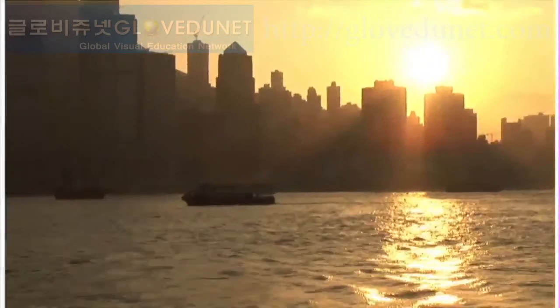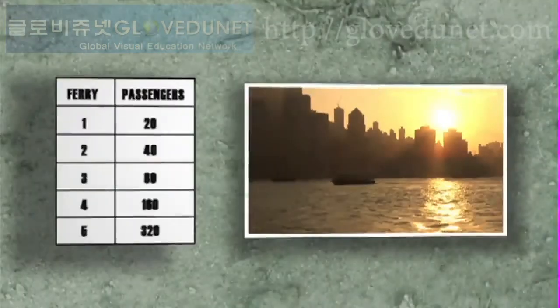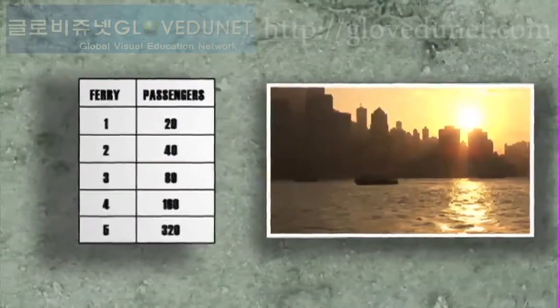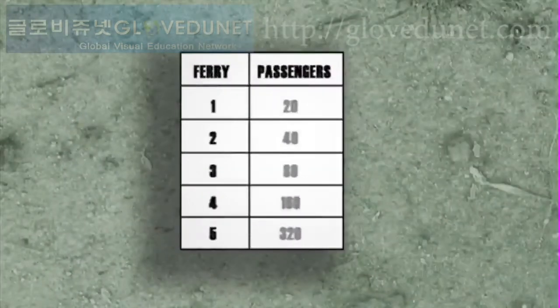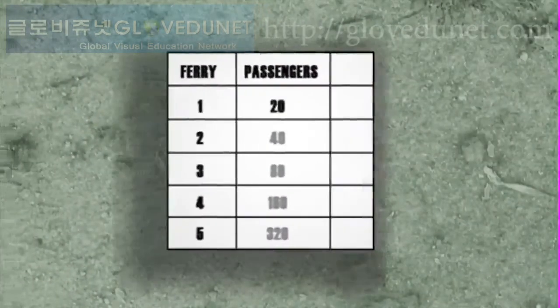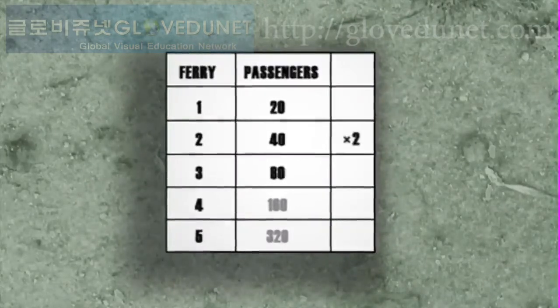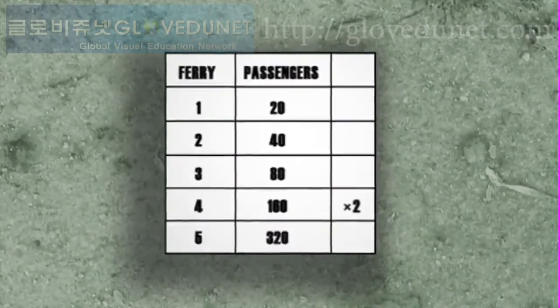Let's look at this number pattern. Can you describe how the numbers of passengers for each ferry changes? That's right. Each number is double the previous one. 20 multiplied by 2 is 40. 40 multiplied by 2 is 80, and so on, up to 320.